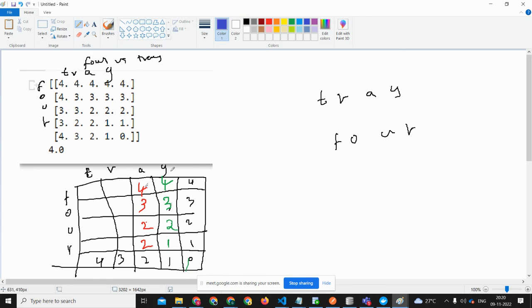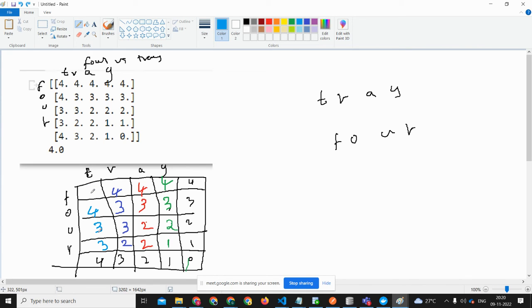All right. R and R is the same, which means we need to put 2. U and R is three. O and R is three. And T and R is four. Then R and T is three. U and T is three. O and T is four.